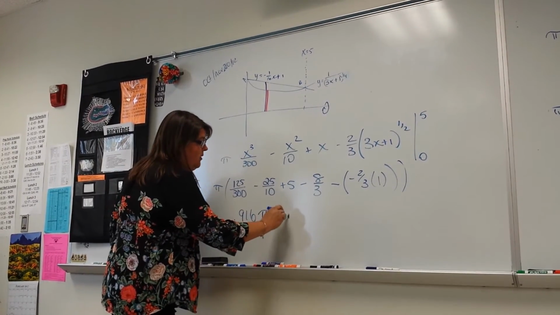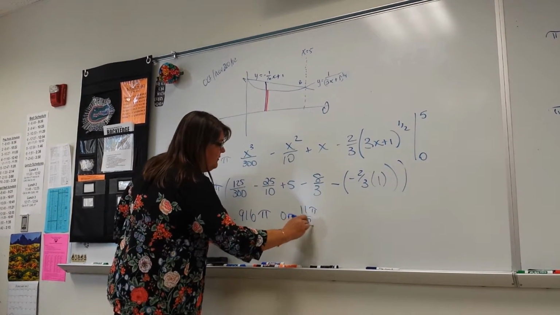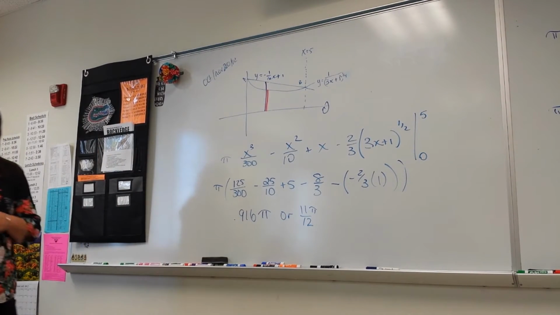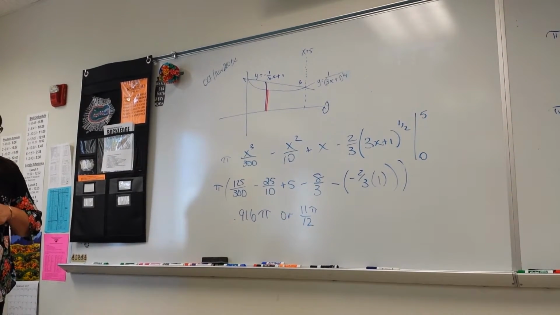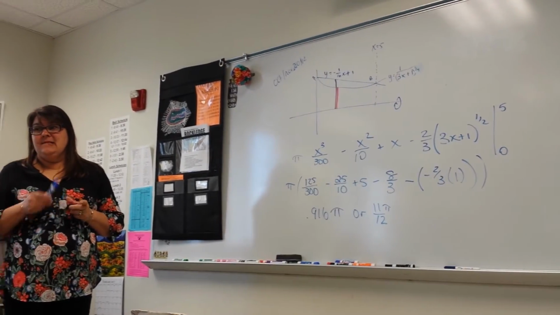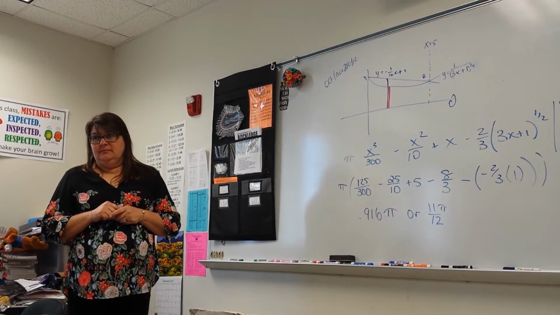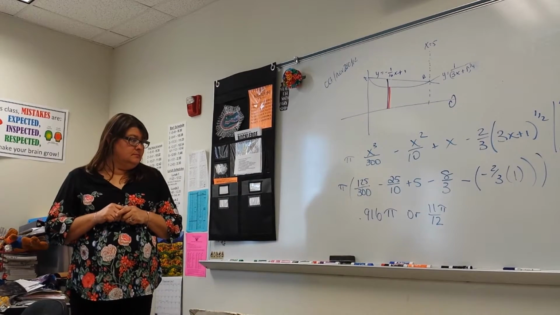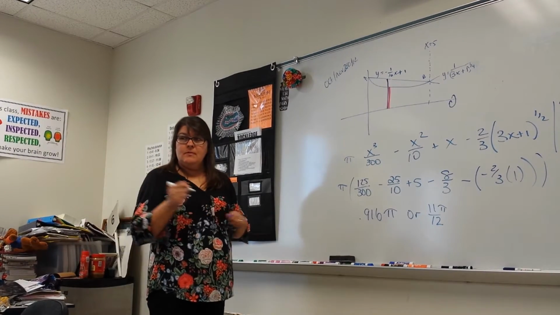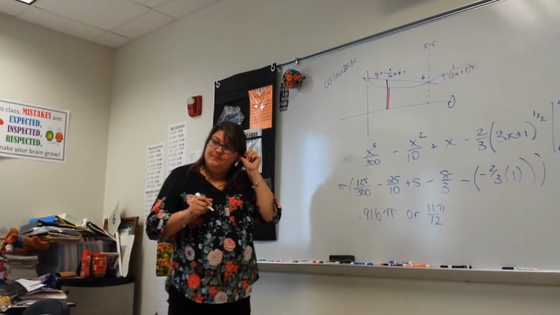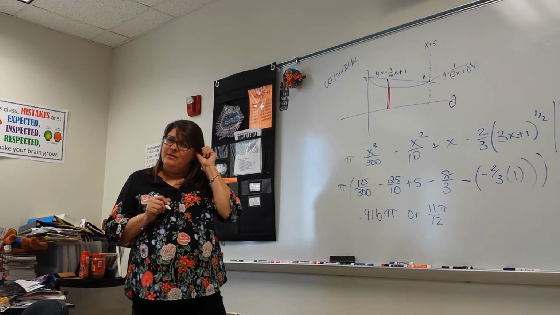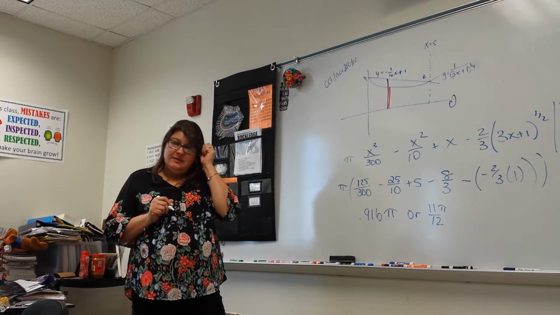0.916 pi or 11 pi over 12. But they'll accept the 0.916. Do you have to round it? So then it's like 3 significant figures. So it would be 0.917 because it's 6 repeating. With significant figures you don't round though, do you? Should you though? I don't think so.